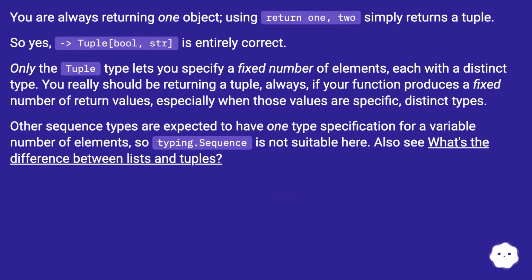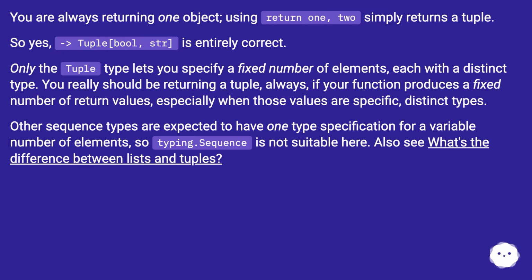You are always returning one object. Using return 1, 2 simply returns a tuple. So yes, tuple[bool, str] is entirely correct. Only the tuple type lets you specify a fixed number of elements, each with a distinct type. You really should be returning a tuple, always, if your function produces a fixed number of return values, especially when those values are specific, distinct types.